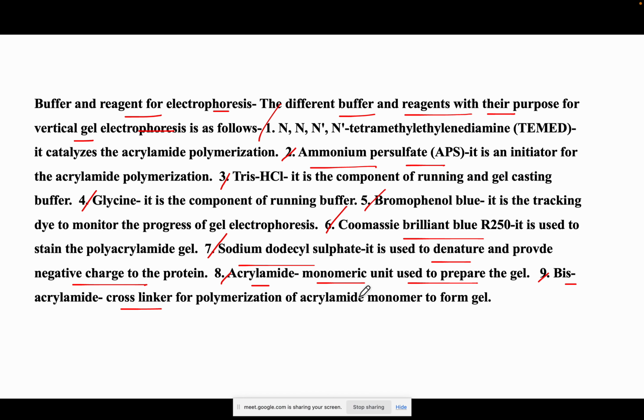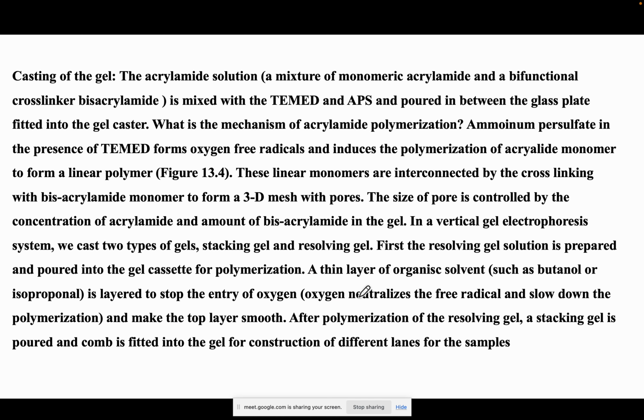Now the main component of the SDS-PAGE is polyacrylamide, which is acrylamide and bisacrylamide, which acts as a cross-linker and makes your gel polymerize. Okay. Now the process of casting of the gel.